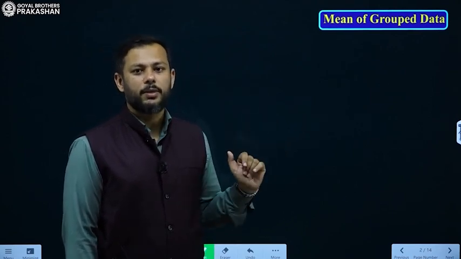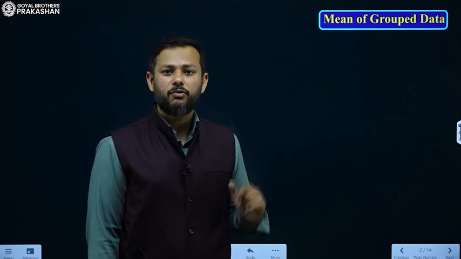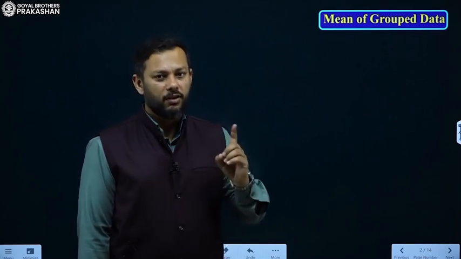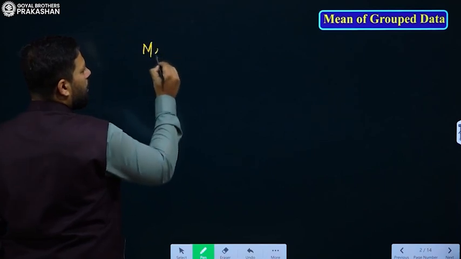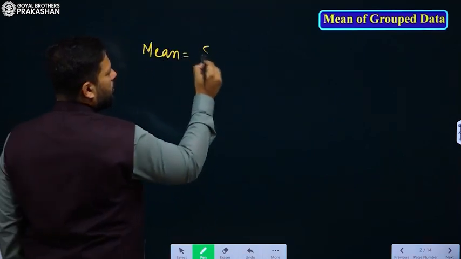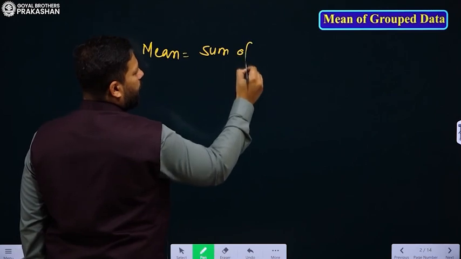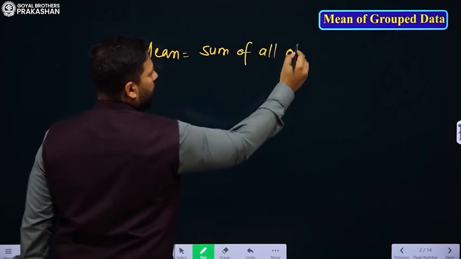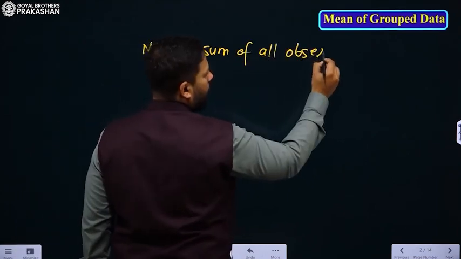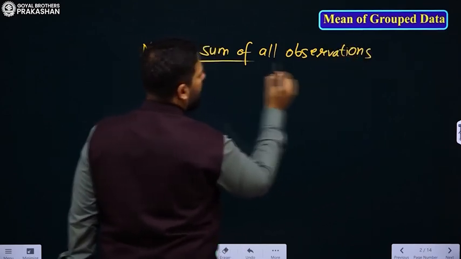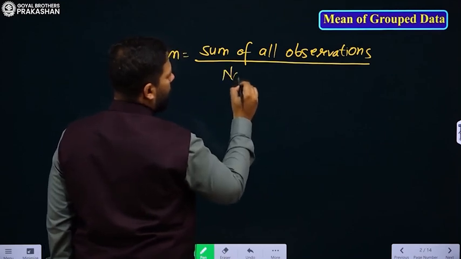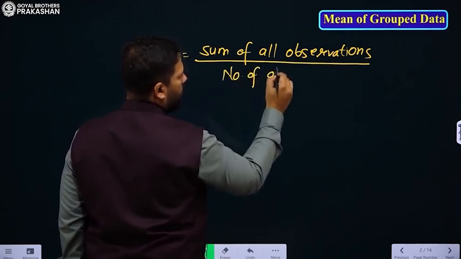We can find out the mean. But when we have a large number of observations, we need to group them in such a way so that the calculation becomes easier. If we come to the mean part, we know what is mean. Mean is sum of all observations divided by number of observations.